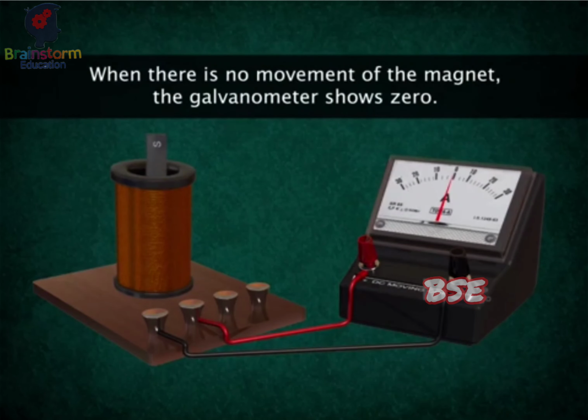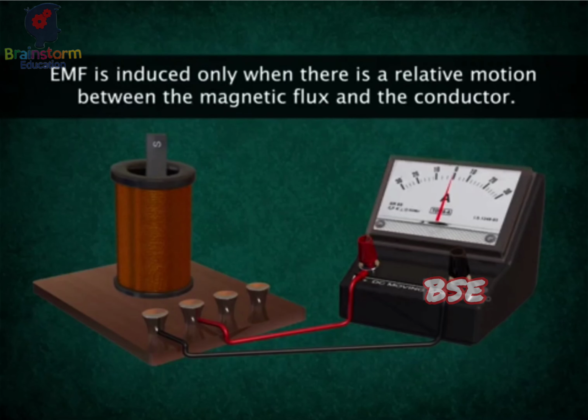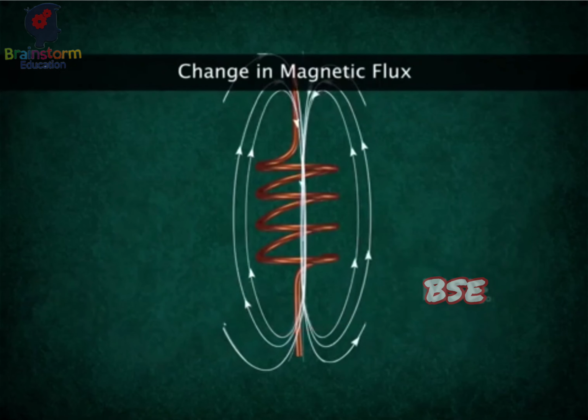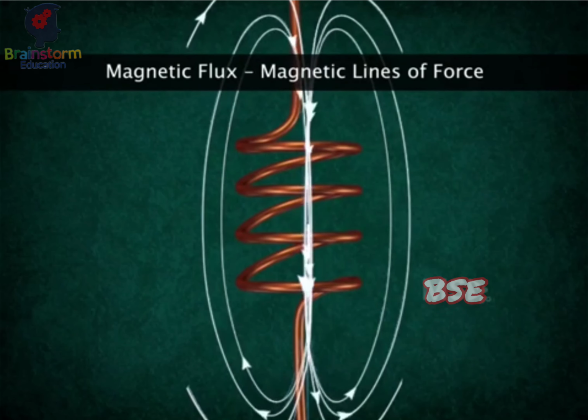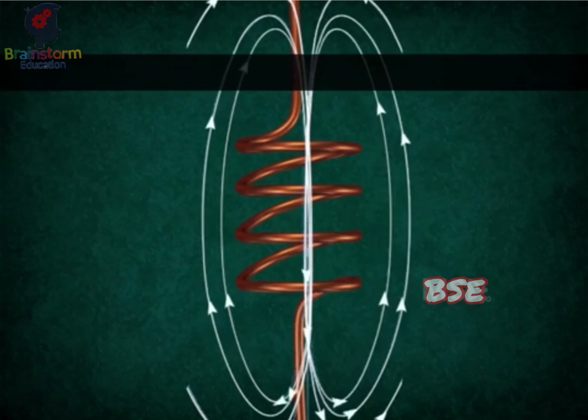No current is induced when the magnet is at rest near the coil. EMF is induced only when there is relative movement between the magnetic flux and the conductor. Faraday concluded that a current was induced in the coil owing to a change in the magnetic flux passing through the solenoid. Magnetic flux is the number of magnetic lines of force.